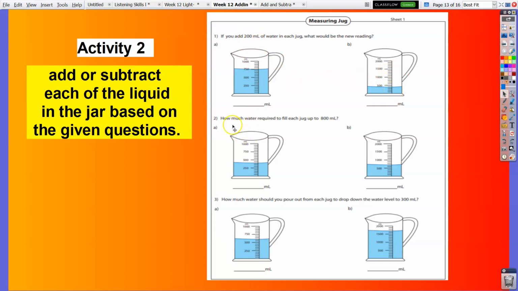For number 2, how much water is required to fill each jug up to 800 ml? So you already have your reading here. Just think of the number or the capacity to add to this number that would reach 800 ml for both A and B. And for number 3, how much water should you pour out from each jug to drop the water level to 300 ml? So from the current reading, you have to pour out until you reach 300 ml. You have 5 minutes to do this activity. Time starts now.